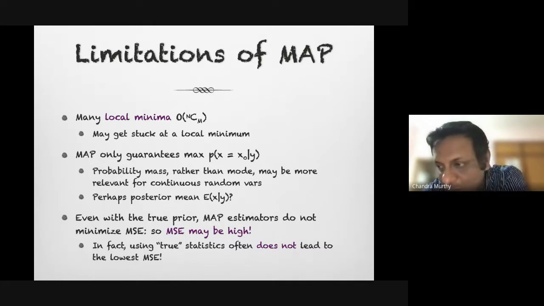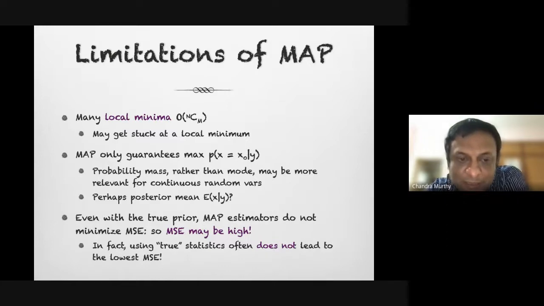And the other problems are more structural, in the sense that by construction, maximum a posteriori probability means that you're trying to maximize the posterior distribution of x. So it only guarantees that your posterior density is getting maximized. But it's not always the density that you want to worry about, but rather the probability mass, that is the posterior probability mass, rather than the peak or the mode of the posterior density function, that may be more relevant for continuous random variables. So for instance, maybe the posterior mean is a better estimate.